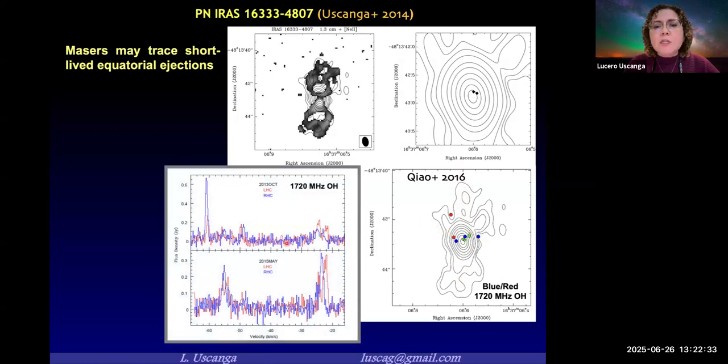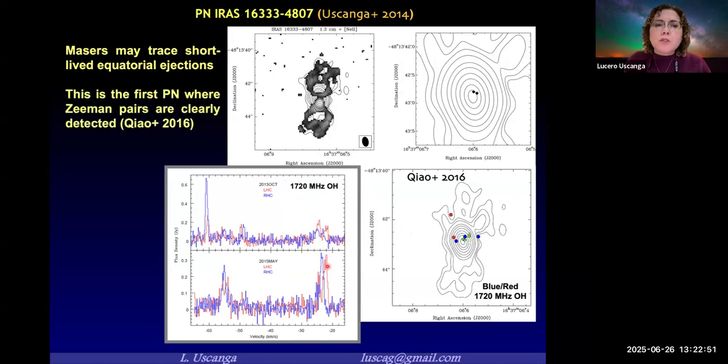They also present the circular polarization. In red, we have the left circular polarization, and in blue, the right circular polarization in two different epochs for this transition at 1720 megahertz. And if you see, there is a shift between the two. So this was a very nice result because this was the first planetary nebula where Zeeman pairs are clearly detected. And they determined a magnitude for the magnetic field between 2.7 and 9.7 milligauss.